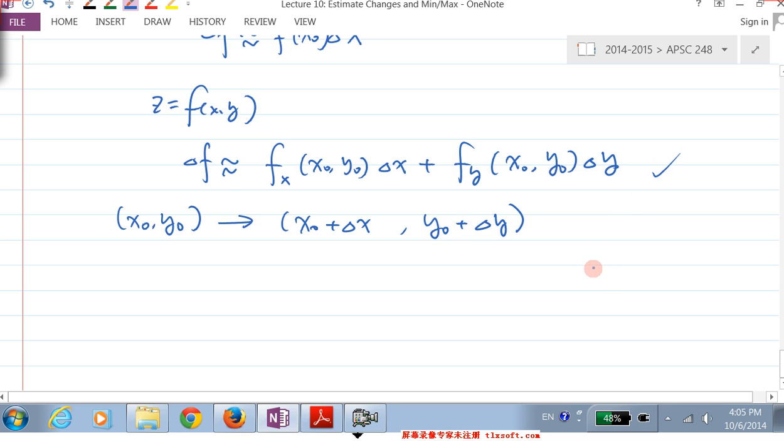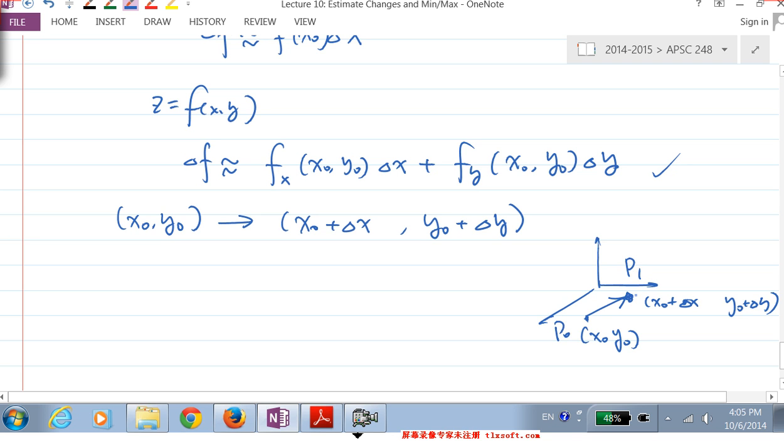If you draw something here, this is x naught, y naught, and this is x naught plus delta x and y naught plus delta y. So basically you went from here to here. Let's say this is a P naught point and this is a P1 point.